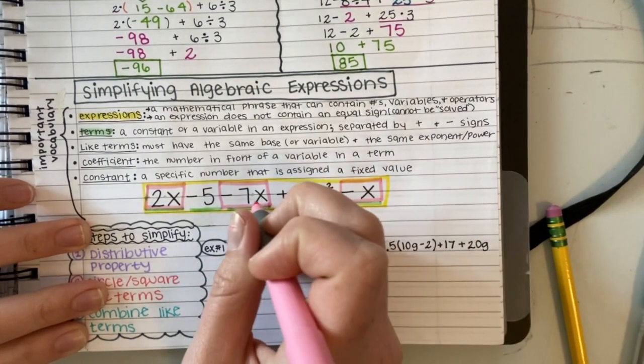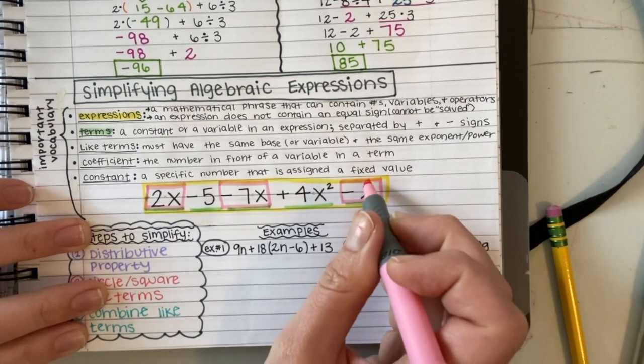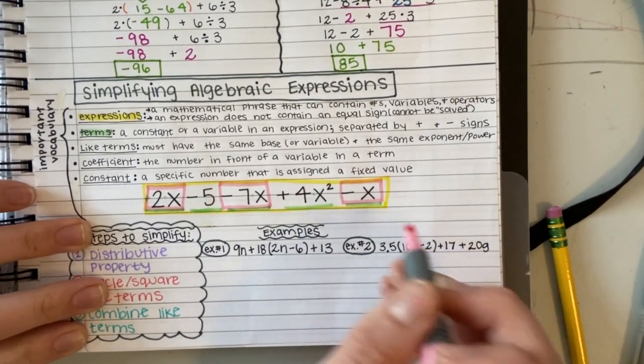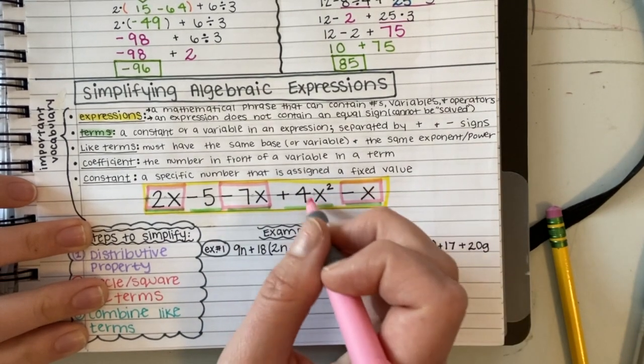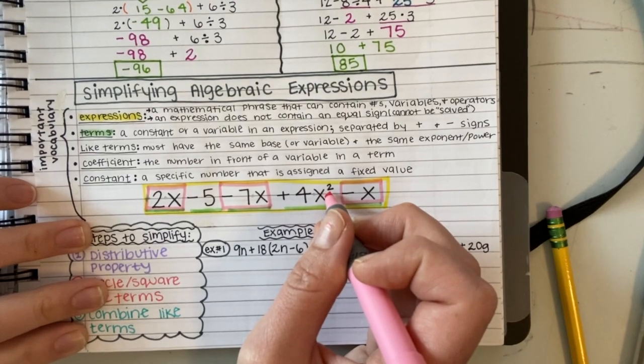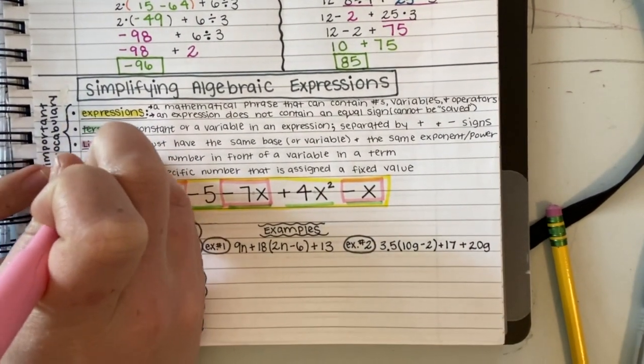So we know each of these terms are like terms because they all have a variable of x that has no exponent, which is just an exponent of 1. This doesn't get included because even though it has an x, it has an exponent of 2. My other like terms, I'll highlight this in pink.